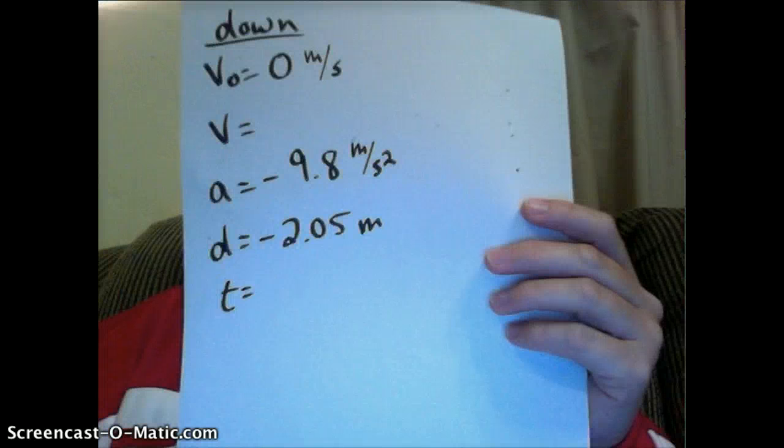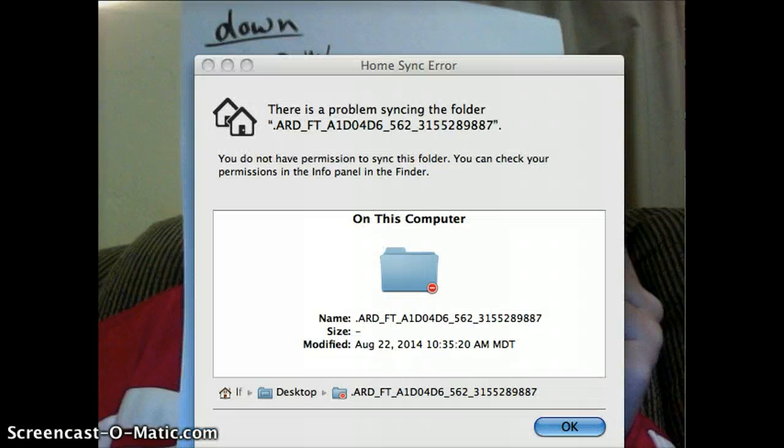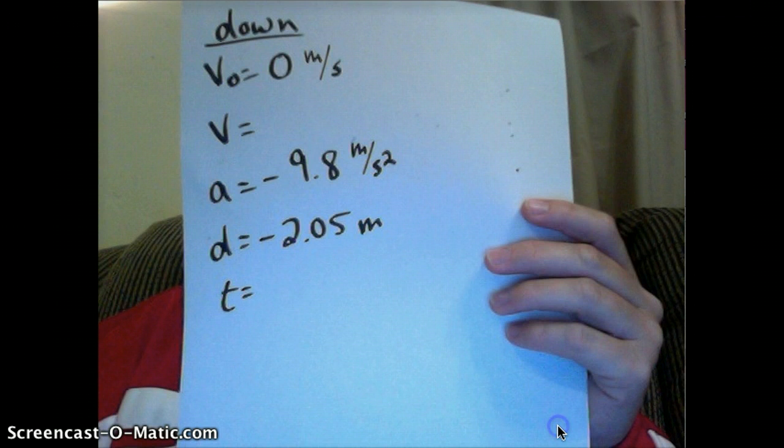So we'll deal with the down part first. Here's the information we know. Initial velocity is 0. It was dropped, not thrown. The acceleration due to gravity, because they told us which way to make negative, is negative 9.8 meters per second squared. And the displacement is also negative 2.05 meters. So there's 2 pieces of information we don't know anything about.